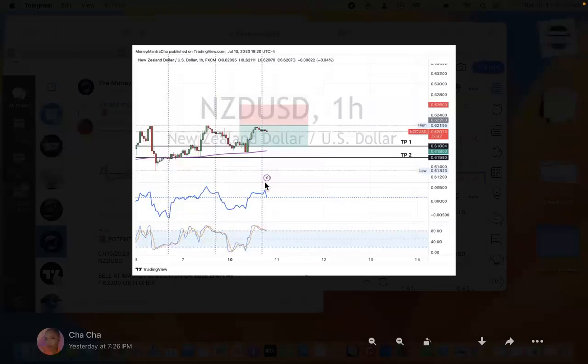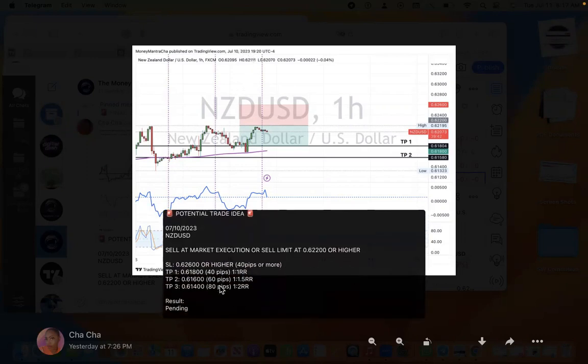So in today's quick video, I'm going to be doing a trade breakdown of this NZDUSD trade that I dropped in the group chat for my rich friends on July 10th, 2003, which we can see from this timestamp here on TradingView. I suggested that they set a sell limit at 0.6220 or higher. I also set a stop loss of 40 pips, a TP1 of 40 pips given a 1-to-1 risk to reward ratio, a TP2 at a 1-to-1.5 risk to reward ratio, and a TP3 at a 1-to-2 risk to reward ratio.